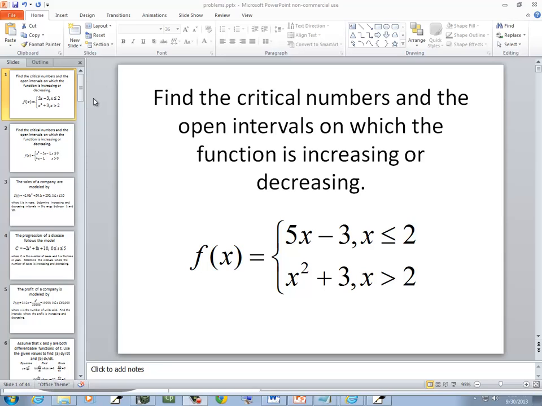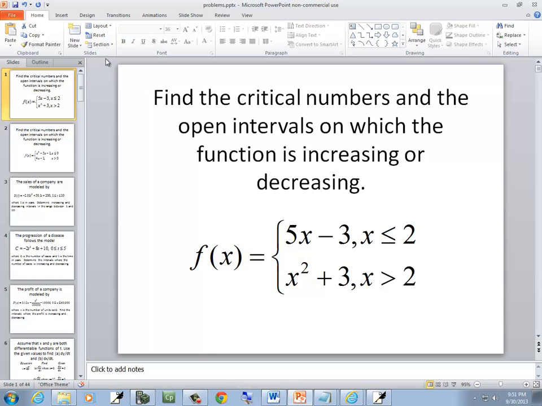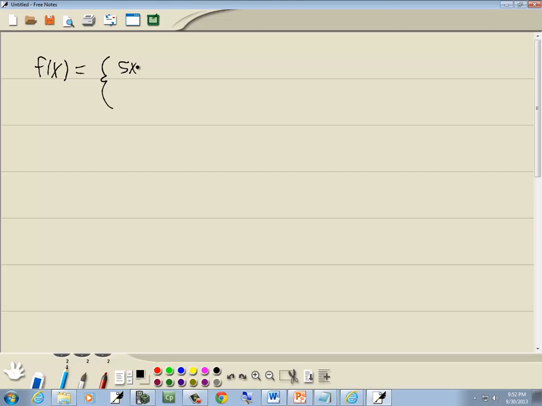In this problem, we want to find the critical numbers and open intervals on which the function is increasing and decreasing. So we've got f of x is equal to 5x minus 3, x squared plus 3, and this is when x is less than or equal to 2.